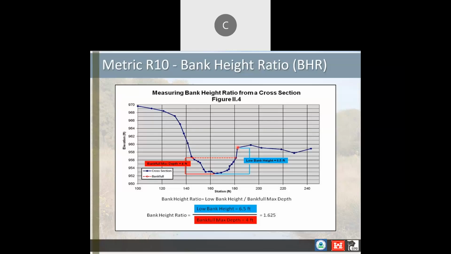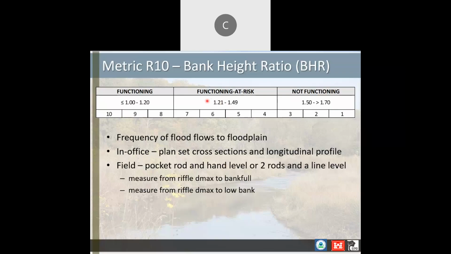So that is where the water is able to flow out or spread out onto a floodplain. So what is that elevation or depth from the thalweg to the low bank height? And the bank height ratio is the ratio between those two. So low bank height, which for this picture is 6.5 feet, divided by your bankfull maximum depth, which is 4 feet, for a bank height ratio of 1.6, which is not functioning compared to reference conditions.